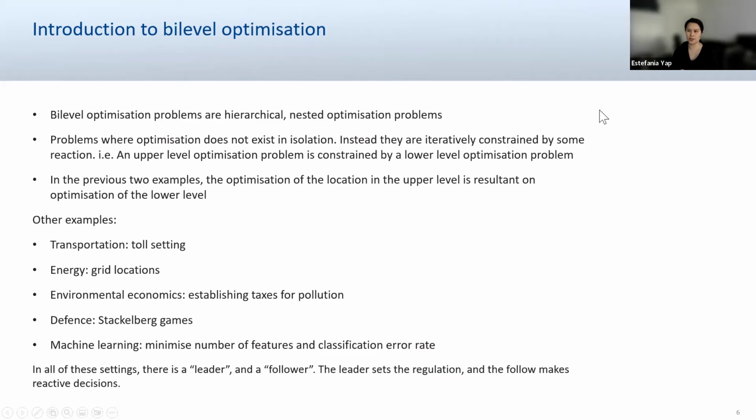And then, of course, there's machine learning as well, where they talk about minimizing the number of features in your model while still minimizing your classification error rate, because those things, again, don't happen at the exact same time. One happens first and then the other happens as a consequence of the earlier optimization, the number of features in that case. So again, in all of these settings, there's always a leader and then there's a follower. The leader will always set the regulation and the follower will make reactive decisions, which then feed back to the leader.